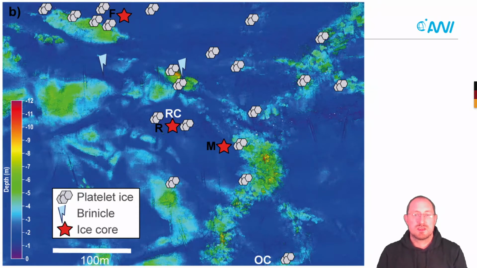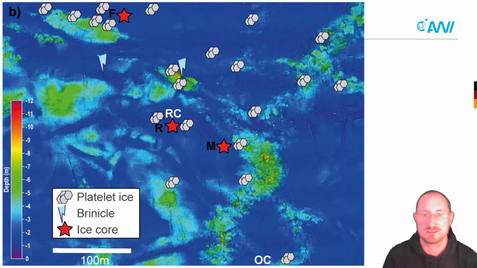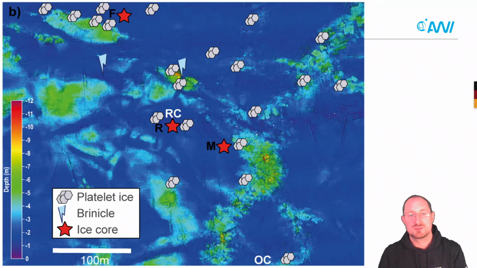This shows a map of the MOSAiC floe. The color code is a normal ice thickness map. The light blue and green areas indicate thicker ice, and the gray symbols show where we found the most prominent platelet ice locations. First of all, we have seen platelet ice almost everywhere, also under level ice, and this map only shows where it was most prominent.